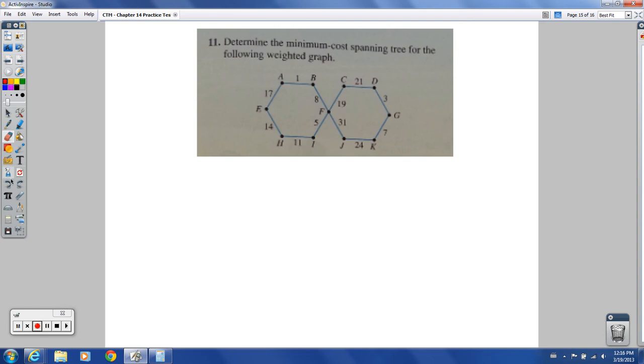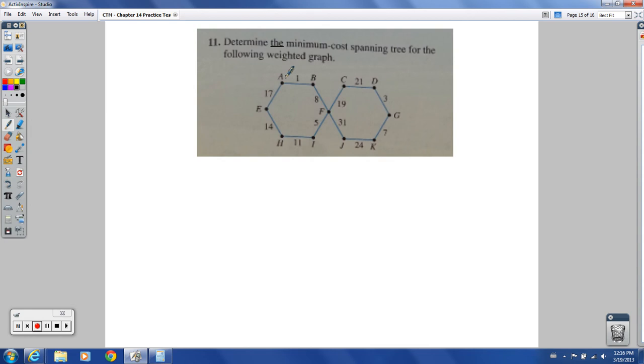Number 11. Let's check this out and see what we got. Determine the minimum cost spanning tree. Okay, so minimum cost, there's just one, there's not different ways to do this. It's not like the brute force method or the nearest neighbor method where there's all these different possibilities potentially. There is just one minimum cost spanning tree for the following weighted graph.